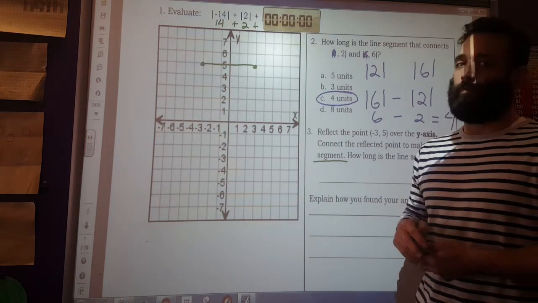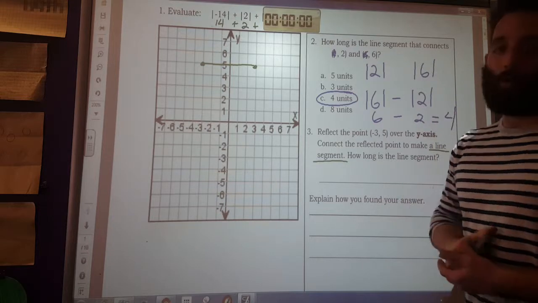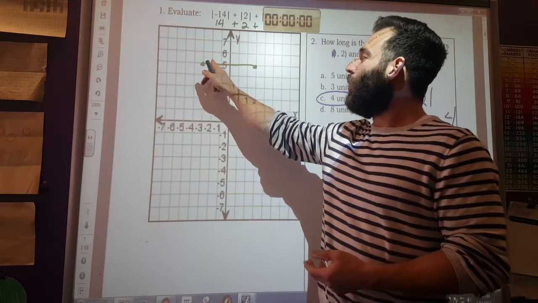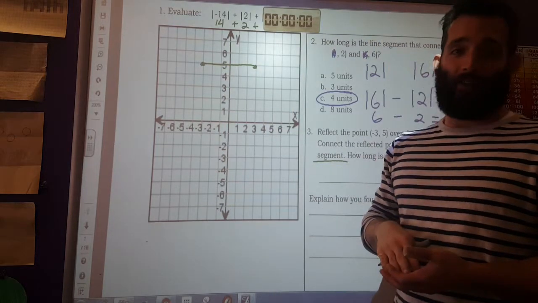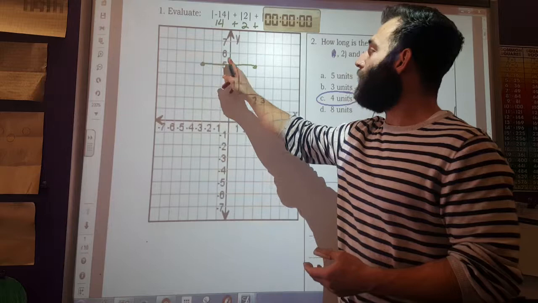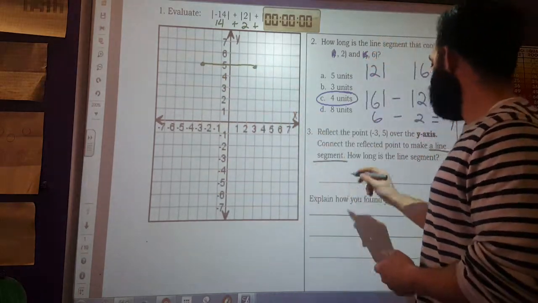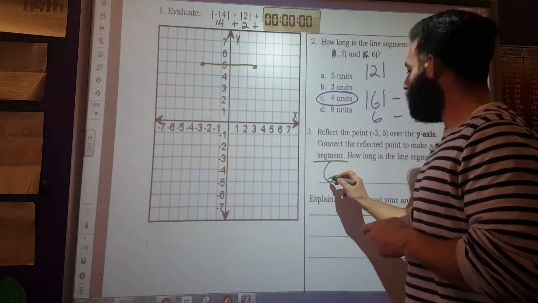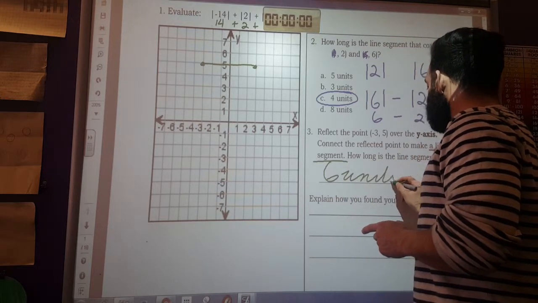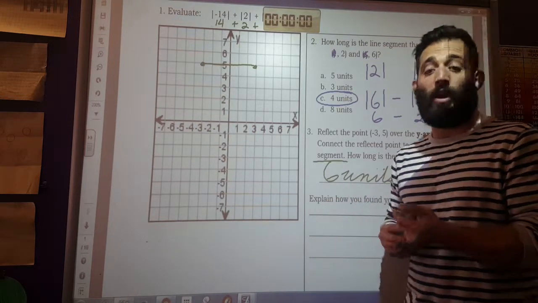Now, the question asks, how long is the line segment? And you could do this a couple ways. You could do it the algorithm way, or you could think, hey, I counted 1, 2, 3 to get to the y-axis. If I reflected it, it's going to be the same distance. So 1, 2, 3, 1, 2, 3, for a total of 6. Now this is important. Units. Don't forget about your label.